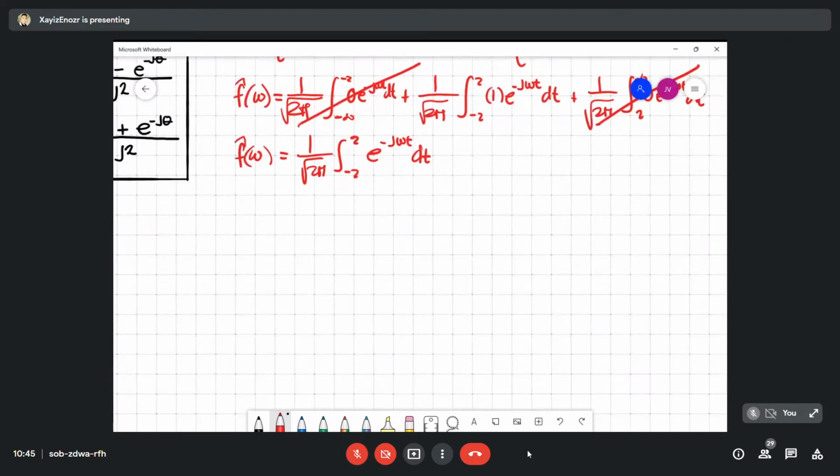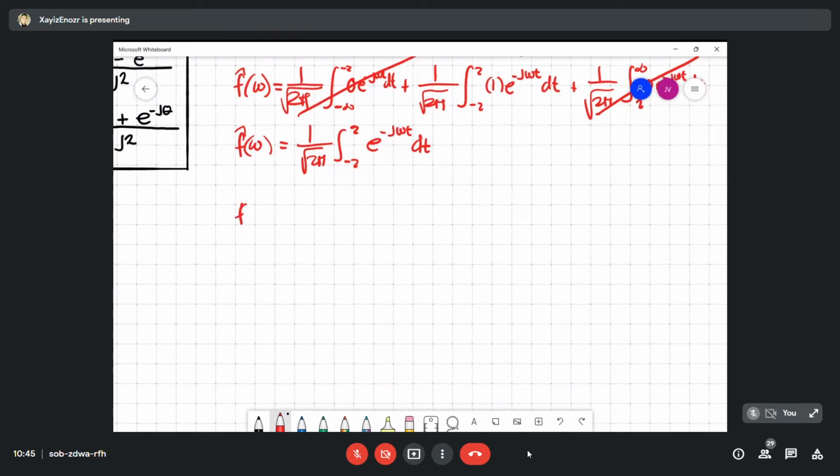So, shorthand na lang po ha. Shortcut na po siya. Hindi na ako mag-let kung paano ko ipapakita. Alam naman na paano gawin yun. So, 1 over square root of 2 pi multiplied by 1 over negative j omega, e negative j omega t from negative 2 to positive 2.